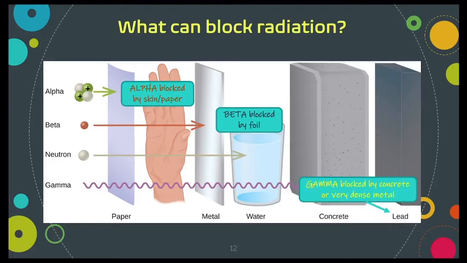gamma ray as well. So think about when you go to the dentist and you get a dental x-ray, they usually put an apron on your body so that the rest of your vital organs don't absorb that radiation coming from the x-ray machine.